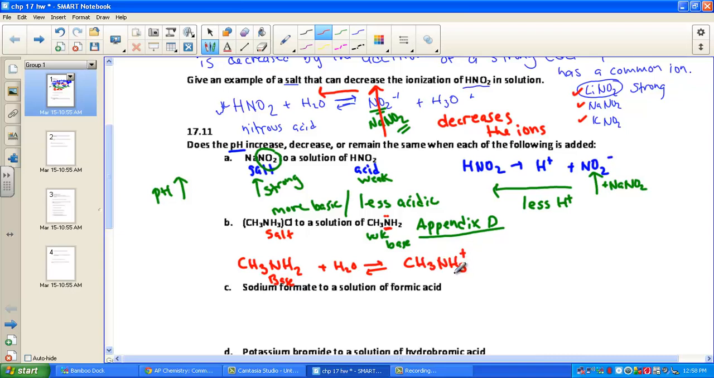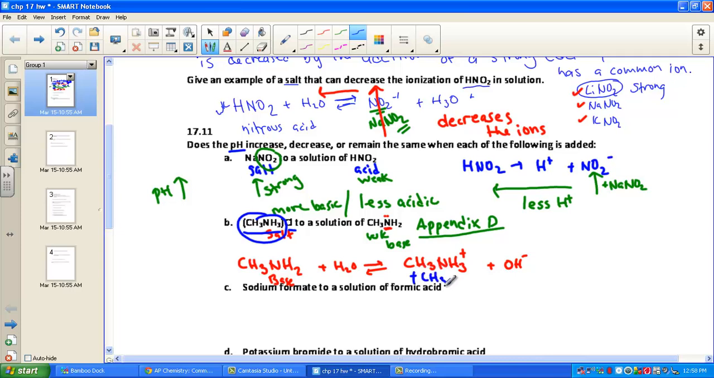CH3NH3 positive is the conjugate acid of methylamine, our weak base, and the conjugate here of OH negative. Now, what's the ion we have in common this time? In methylamine chloride, the methylamine is the common ion.